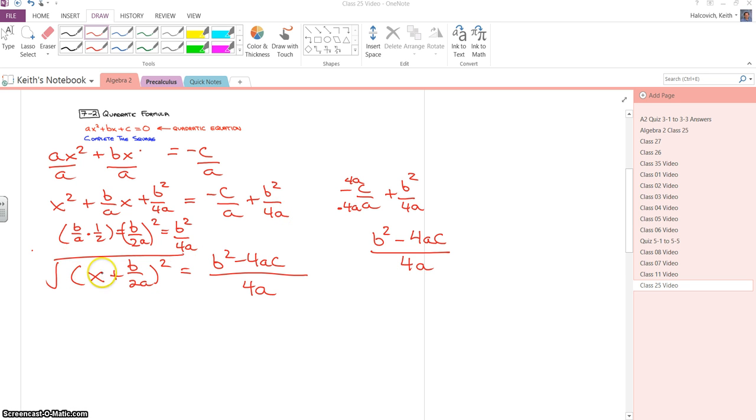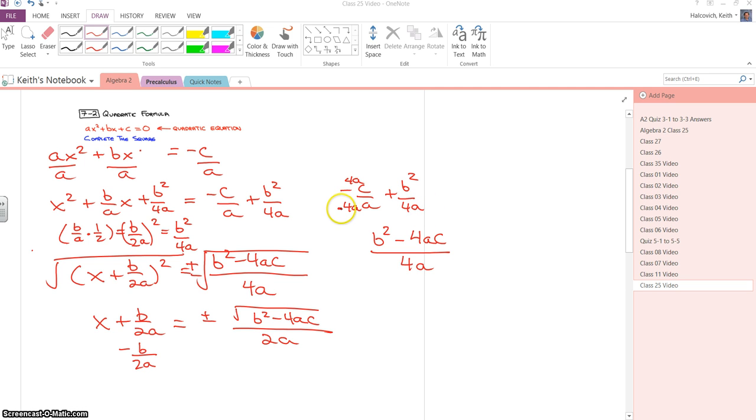Then remember I take the square root of both sides, remembering that plus or minus goes here. So it goes x plus b over 2a equals plus or minus the square root of b squared minus 4ac all over 2a. The square root of 4a is 2a. Then remember you're going to subtract b over 2a from both sides. And you get x equals negative b over 2a plus or minus the square root of b squared minus 4ac all over 2a.